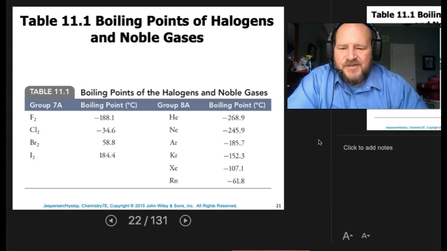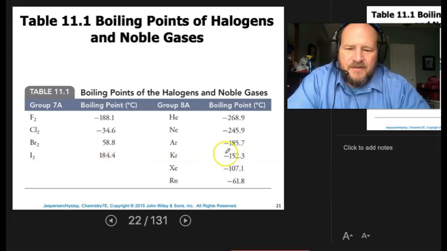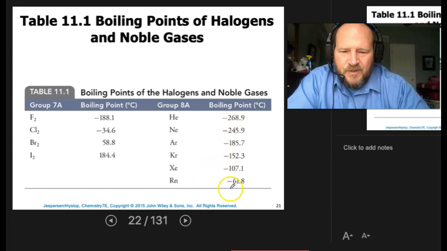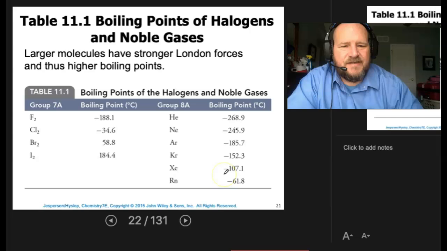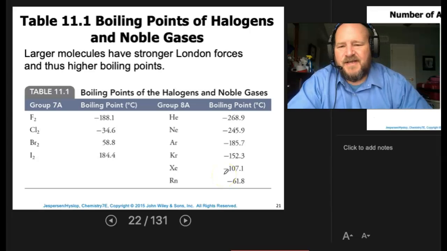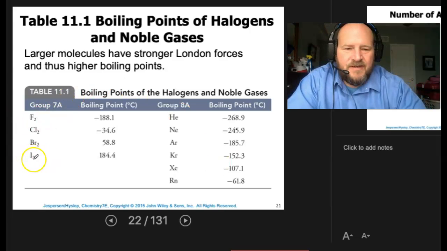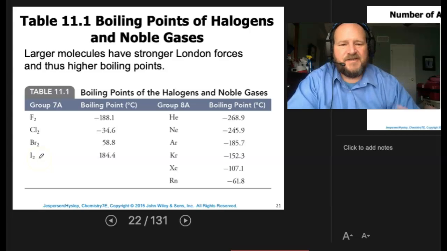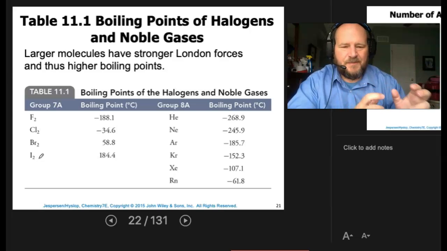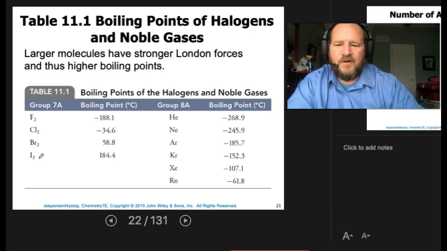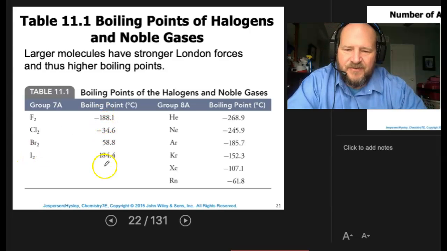So boiling points of halogens and noble gases. You can see here, the bigger they get, the boiling point, right, is going up. Here we have helium going down to radon. You can see again an increase in the boiling point. So just the larger they get, the stronger the London forces, and thus the higher the boiling points will be. So the fact that I2, right, has a bigger electron cloud means it's a bigger pillow, it's easier to polarize, which means as the two big I2s pass each other, they'll polarize a bit, they'll form that instantaneous dipole that gives them strength between each other, and then we'll see an increase in the boiling point.